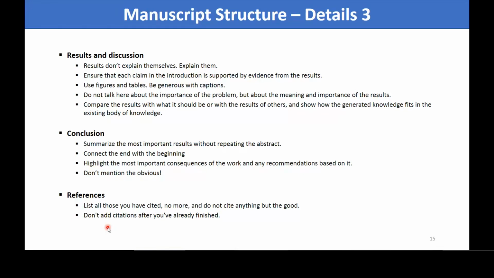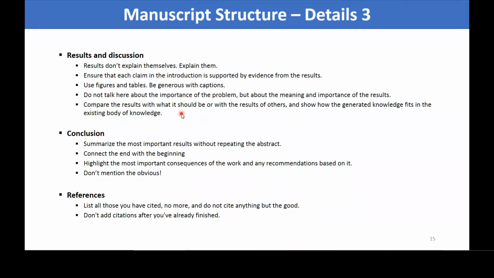Ensure that each claim in the introduction is supported by evidence from the results. And use figures and tables generously, and also be generous with captions for figures and tables. That's very important. Most of us forget to do that. Don't talk here about the importance of the problem. That went already in the introduction and abstract. But talk about the meaning and importance of the results in this section. And you can also compare the results with what it should be, what is the expected result, or with the results of other papers. And then you show how the generated knowledge fits in the existing body of knowledge.